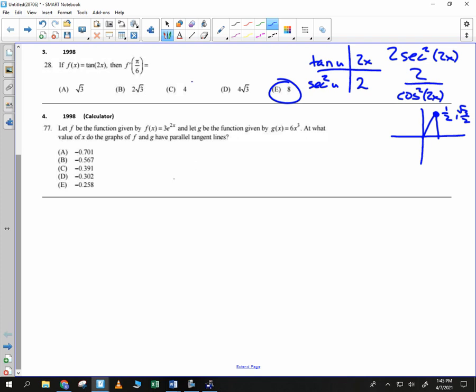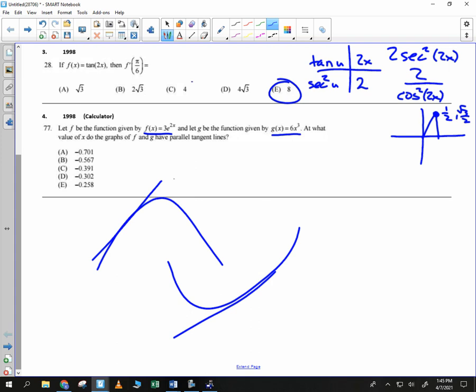You're going to want to have your graphing calculator ready to go so you can see what I'm talking about. It says let f be the function here and let g be the function given by that. At what value of x do the graphs of f and g have parallel tangent lines? Well, tangent lines are the derivatives, right? Let's say you have one graph and another graph. So when is it that their tangent lines are parallel? We find tangent lines by taking the derivative.